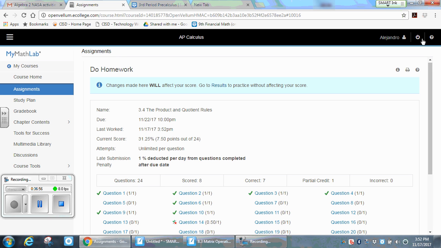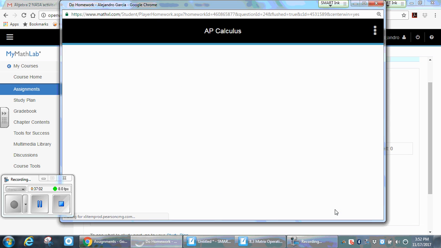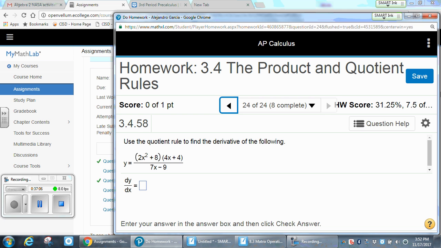Alejandro, wait, go back to 24 so I can give you guys a quick hint. Because that's the toughest of all. If you can do that one, you can do them all. So what I would suggest you do here is you distribute here. You're going to get a polynomial of third degree. And then you could use quotient rule, instead of having to do 2 parts.